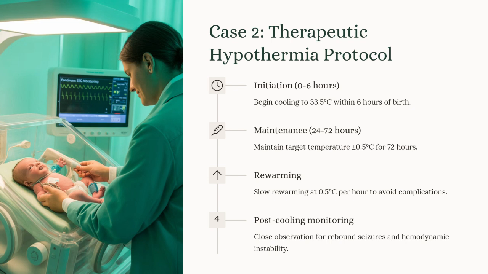Phase 3, rewarming. Slow and steady. 0.5 degrees Celsius per hour. Never rush it. You're reactivating a fragile brain. But it doesn't stop with temperature. You monitor every organ, every shift.